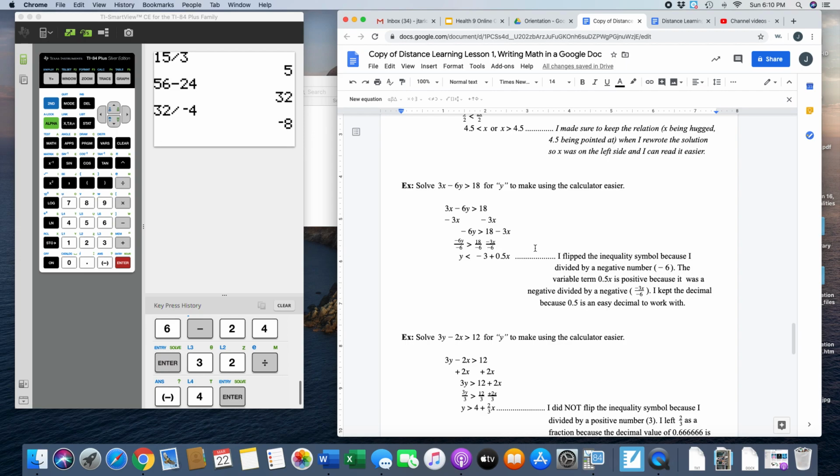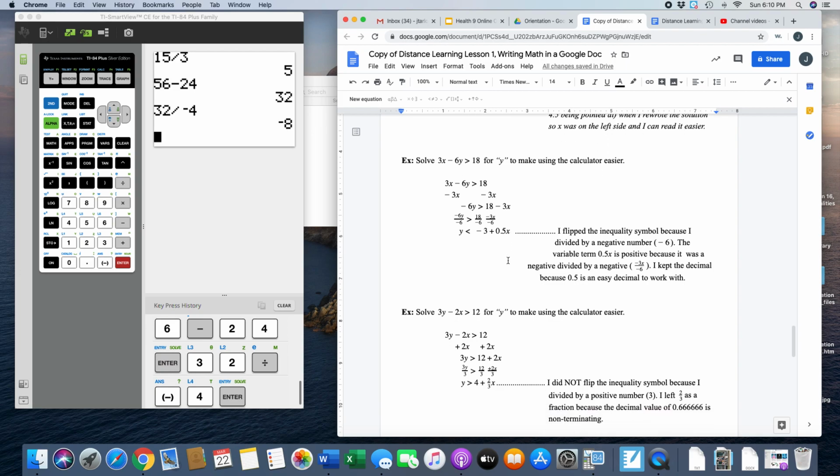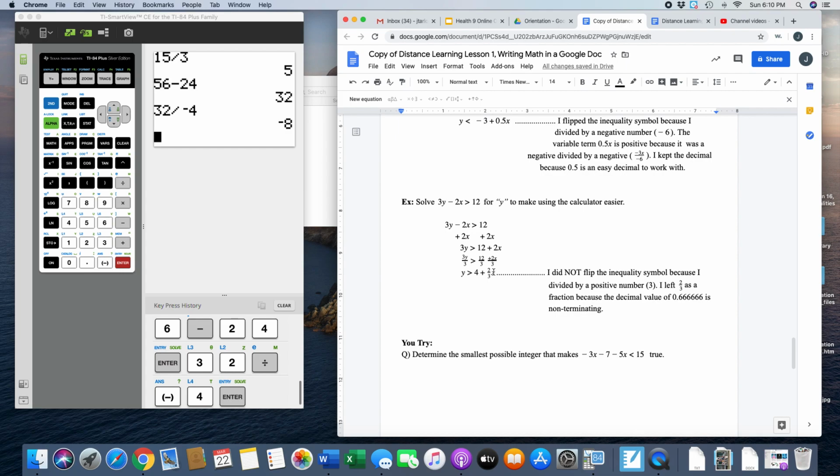That's the number on the bottom. And I kept 0.5 as a decimal because that's an easy decimal to work with. Down here, when I divided, I had a hard decimal, a non-terminating one, so I left it as the fraction.